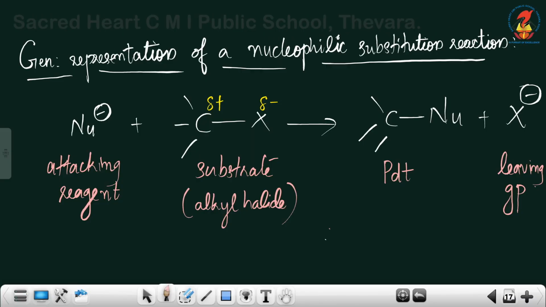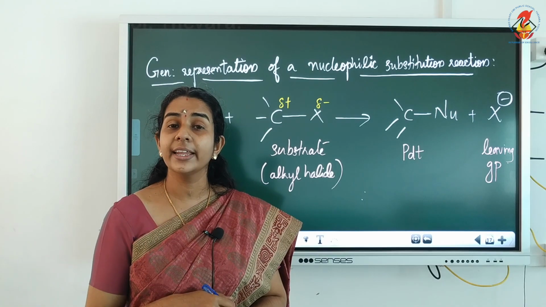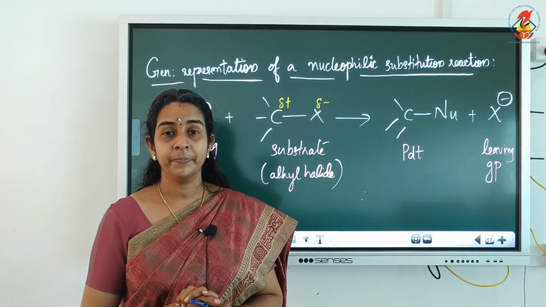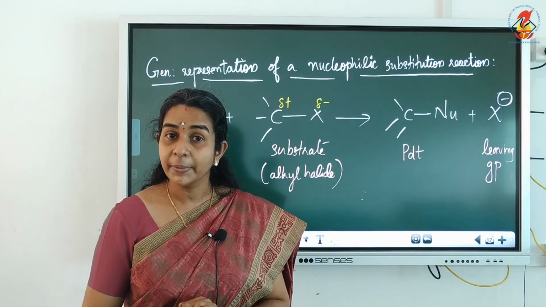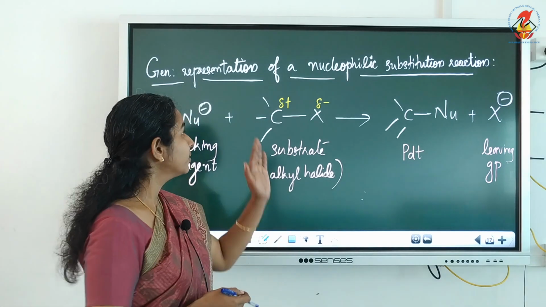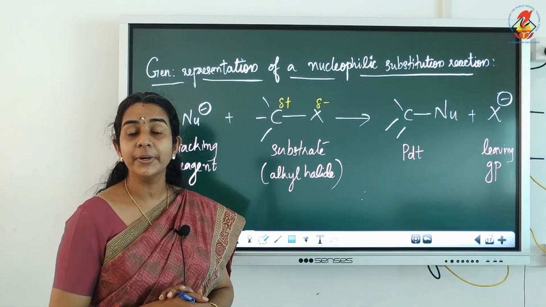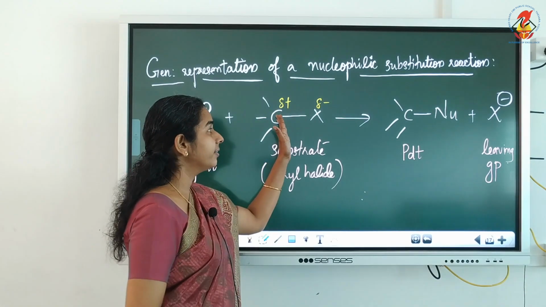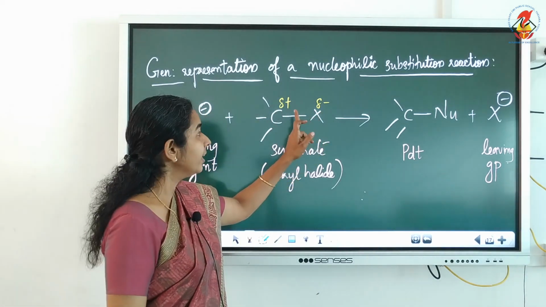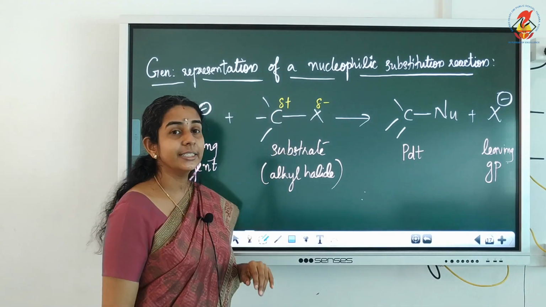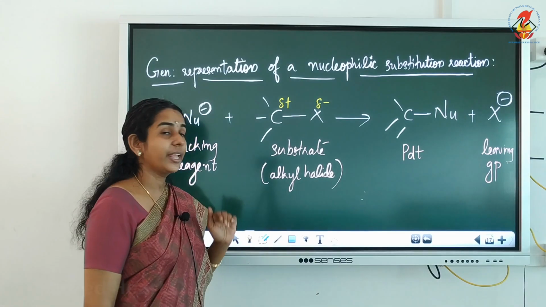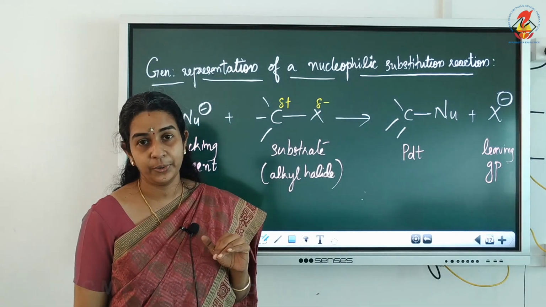Now, how can we generally represent a nucleophilic substitution reaction which takes place in alkyl halides? We know the general representation of an alkyl halide is RX. So, in RX there is a carbon-halogen bond. Here I have represented only the carbon-halogen C-X bond present in an alkyl halide. Due to the high electronegativity of the halogen, it is delta minus and the carbon is delta plus. Here the alkyl halide is the substrate, meaning the reactant molecule.